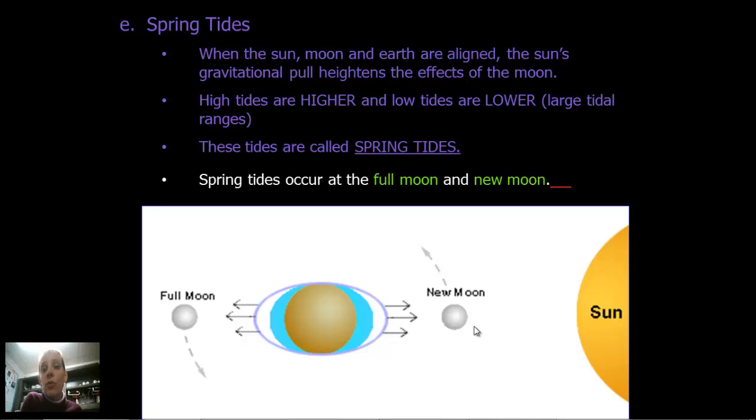Spring tides occur at a full moon and a new moon. So new moon is when we see the moon as being mostly dark, and full moon is when it's at its brightest because it's reflecting the light from the sun.